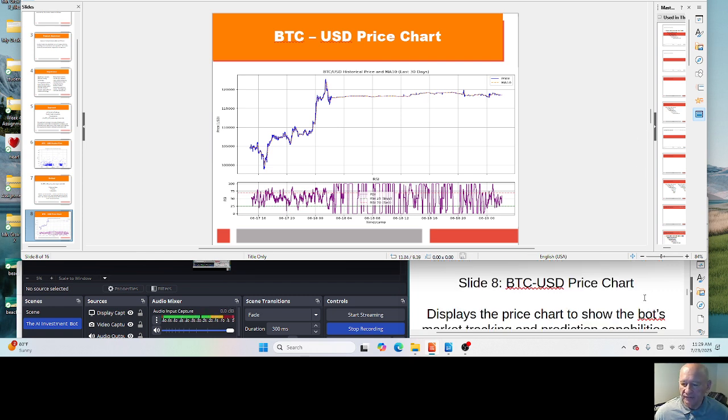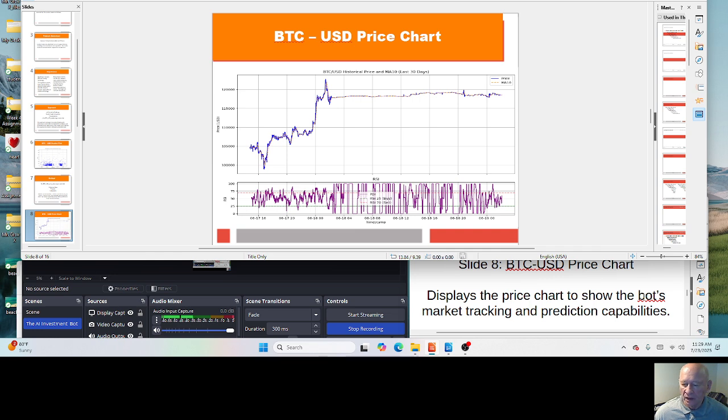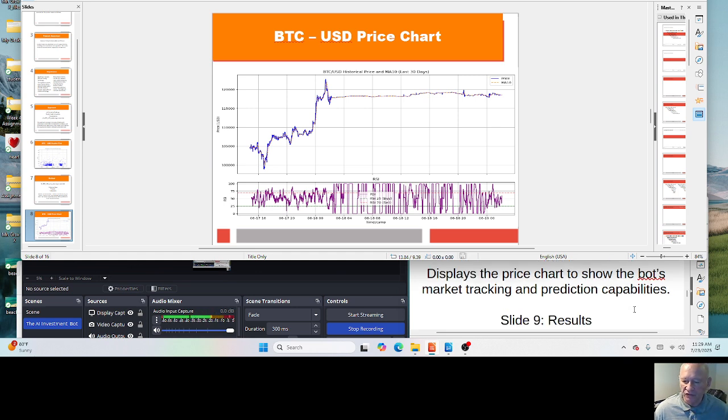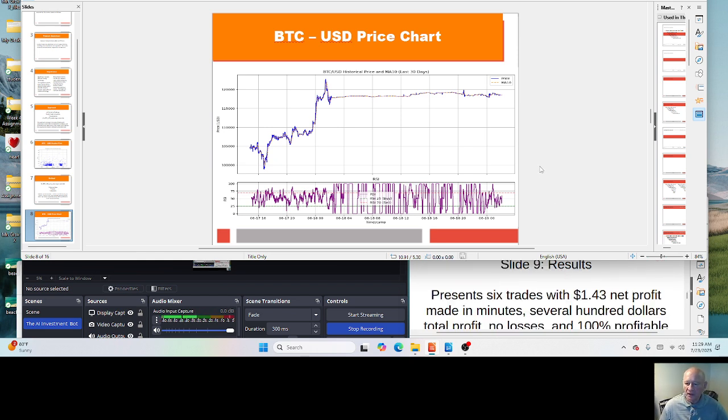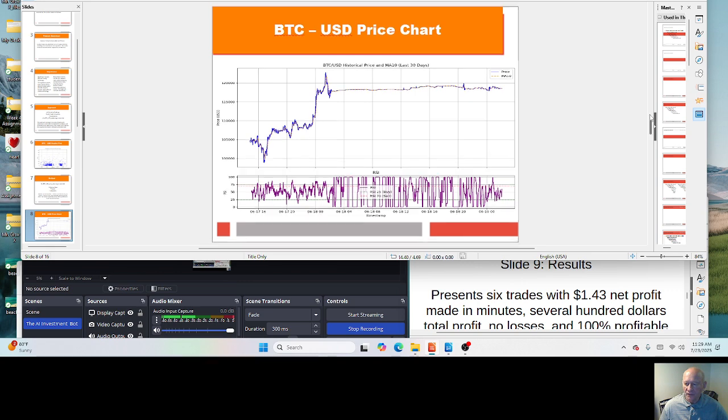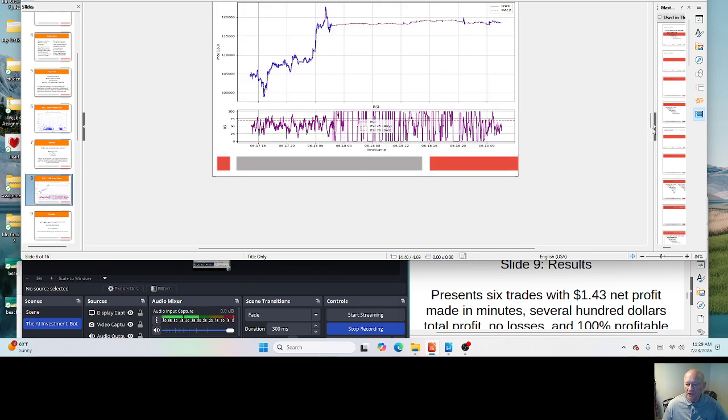In the next slide, slide 8, which we have right here, this displays the price chart to show the bot's market tracking and prediction capabilities. And we'll get into that a little bit later by mentioning the correlation coefficient. Slide 9 shows results in a simplified format using a profit and loss chart.